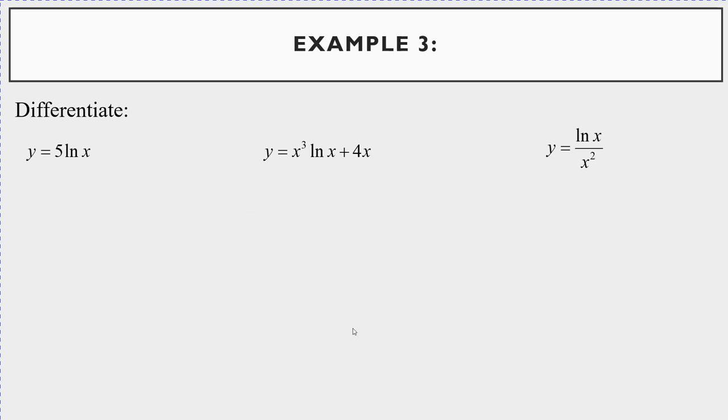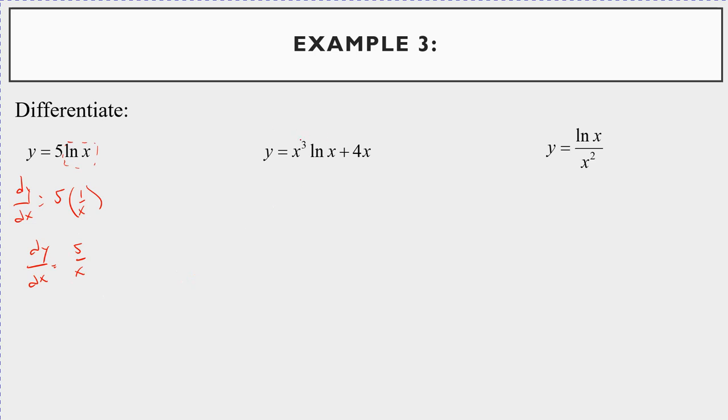So let's differentiate here. dy/dx is equal to 5, and then when you differentiate the natural log, it's just 1 over x. So here dy/dx is literally just 5 over x.